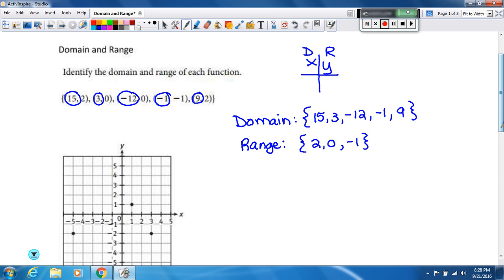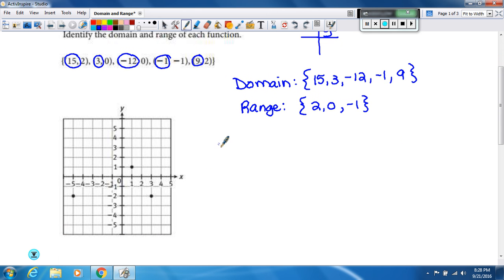Now when you're looking at a graph, your domain are all the X values. So you want to see where the point hits the X axis. So I've got -5. There's another point, go down to the X axis, that's at 1. And the other point, go up to the X axis, that's at 3. So the domain for the graph is -5, 1, and 3.